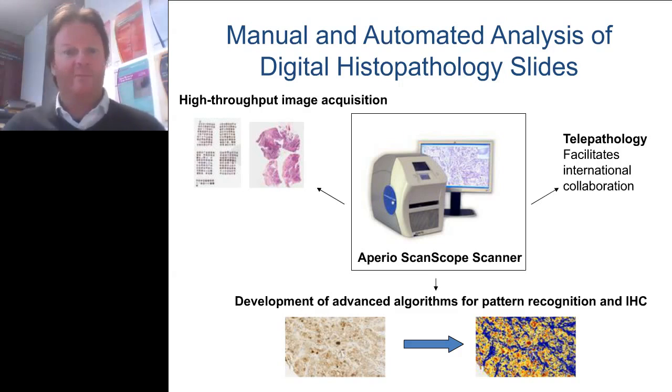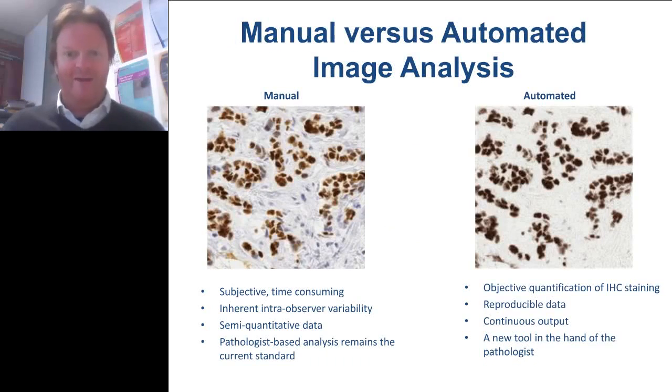So we get a permanent record of our slide in a digital archive, but it also allows us to then develop computer algorithms to actually aid us in the analysis of the protein expression signatures that we're looking at. And the benefits of automated analysis versus manual analysis of immunohistochemically stained tissue microarrays are manifold.